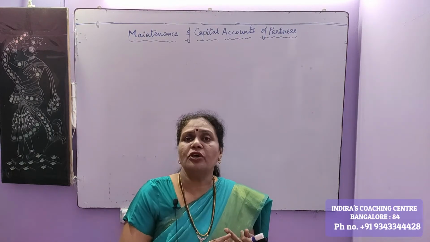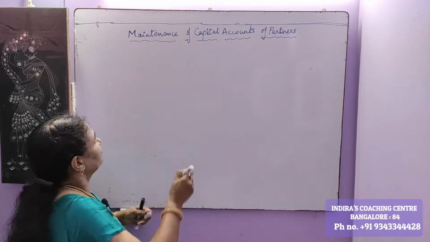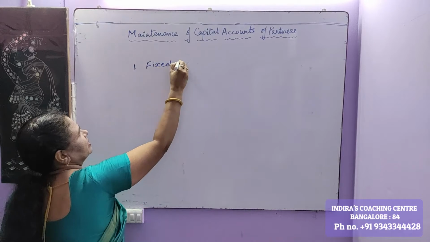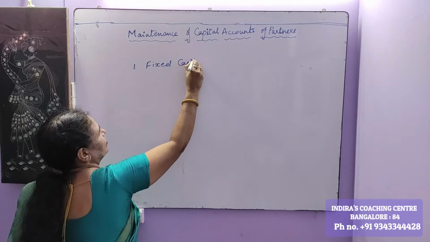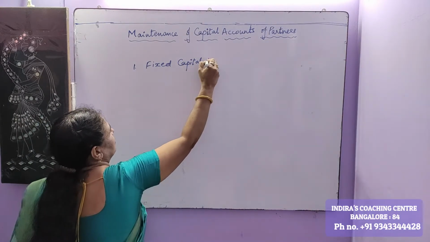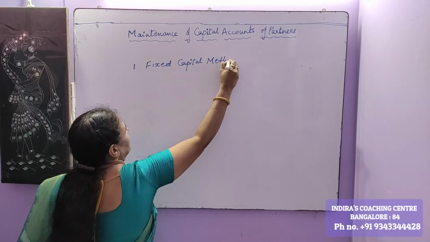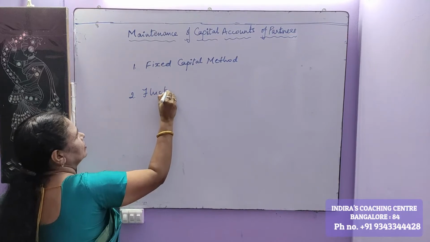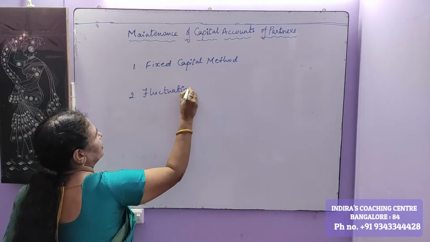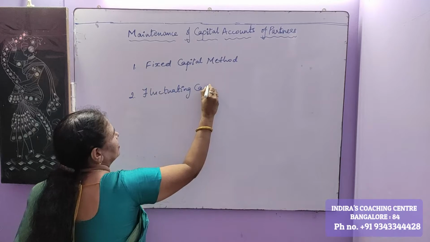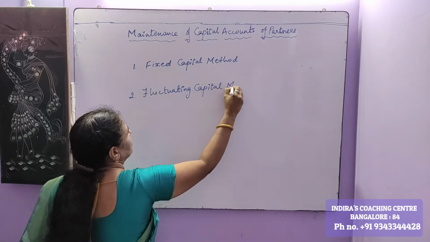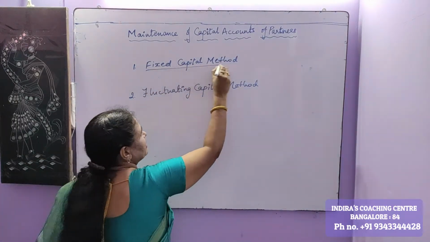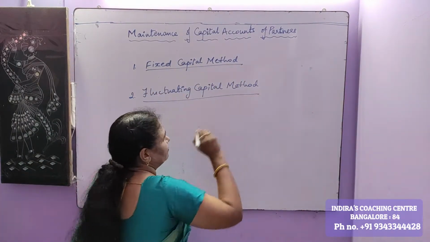There are two methods of maintaining capital accounts. The first method, fixed capital method, and the second, fluctuating capital method. Now what do you mean by fixed capital method and what do you mean by fluctuating?